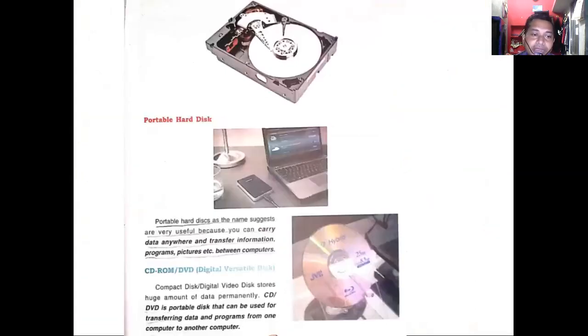And next, we have the portable hard disk. Portable hard disks, as the name suggests, are very useful because you can carry data and transfer information, programs, pictures, etc. between computers. CD-ROM and DVD, digital versatile disk. Compact disk and digital video disk store a huge amount of data permanently. CD and DVD are portable, so they can be used to transfer data and programs from one computer to another.